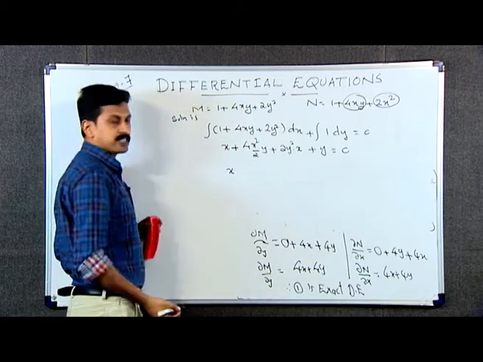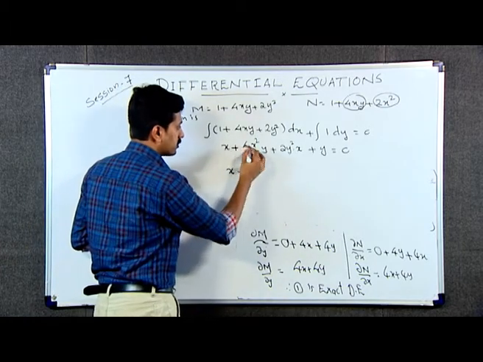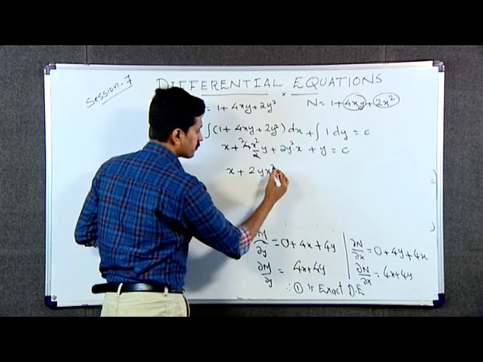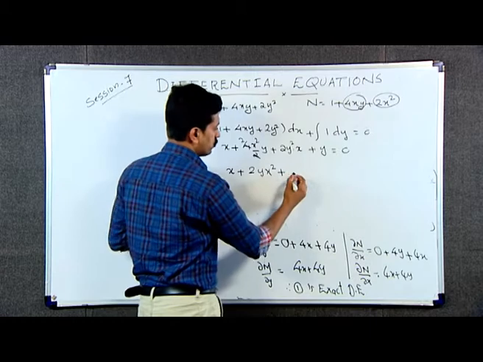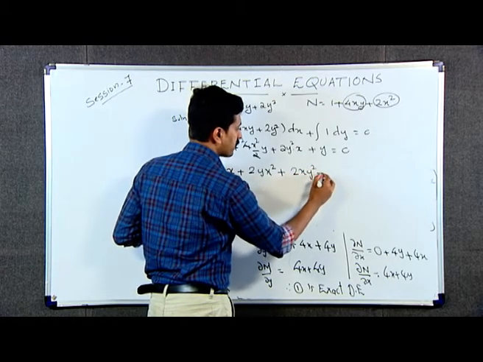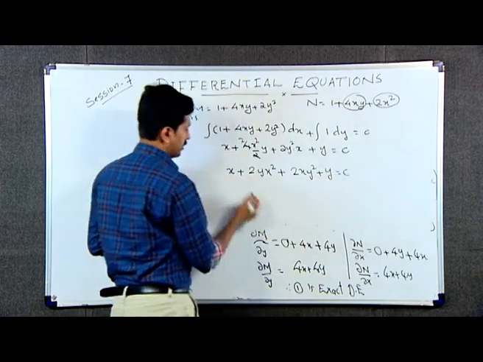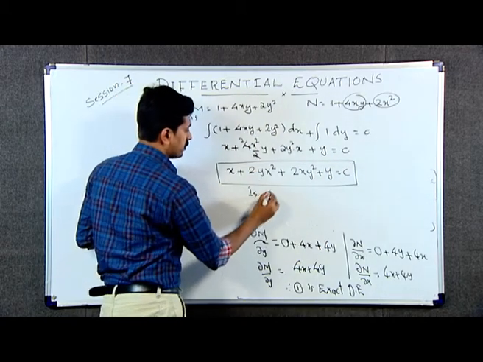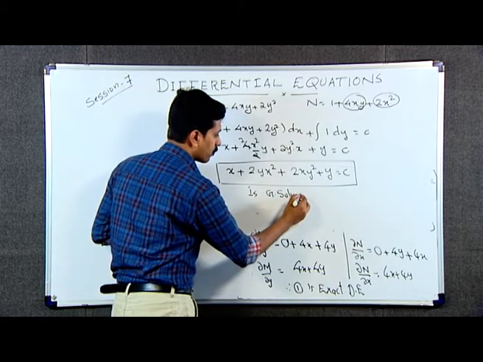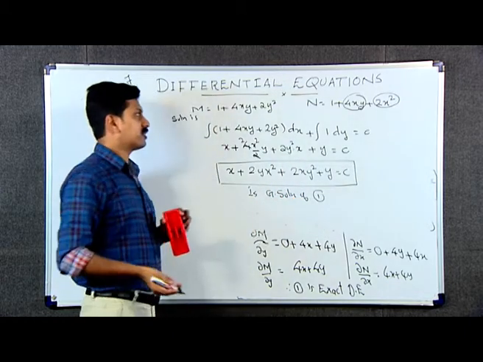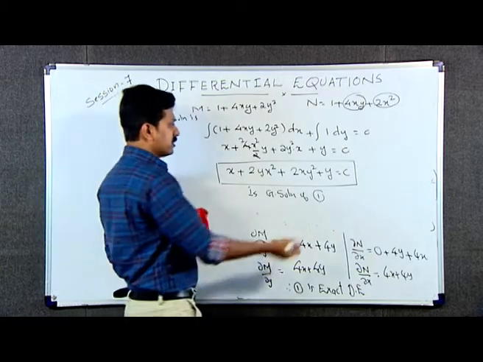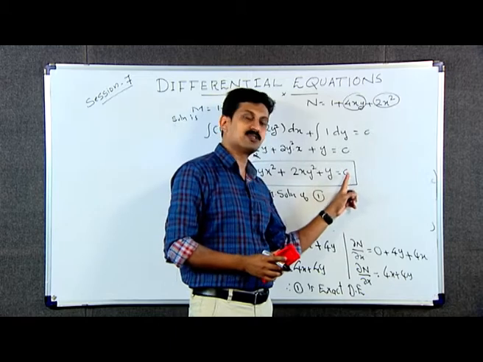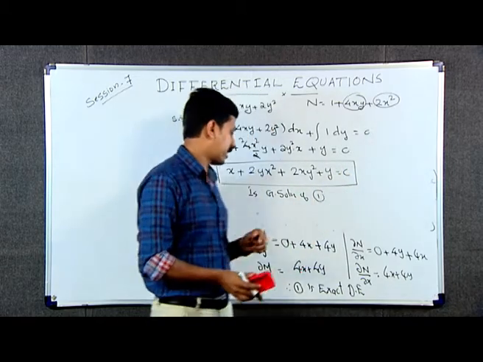The answer is x plus, we can cancel this and this, therefore 2yx square plus 2xy square plus y is equal to c. This is the general solution of our differential equation 1. That means this is a general solution and this c, as we discussed earlier, is the arbitrary constant, it is treated like a variable.